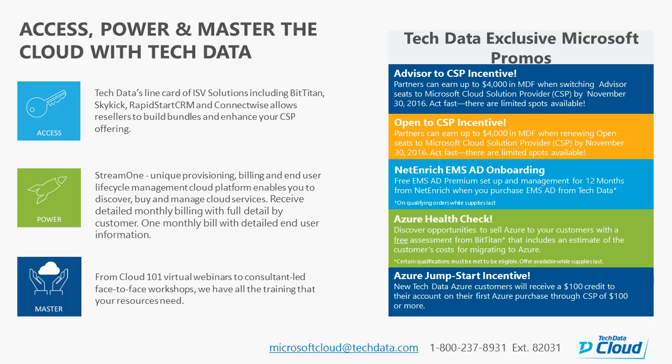We really adhere to 3 core tenets, and that's access, power, and mastery. We want to give you access to all of Tech Data's line card, all these ISV solutions, including things like BitTitan and Rapid Start. We want to give you the power through the Stream 1 console to give you things like unique provisioning, billing, and end-user lifecycle management. If you haven't used Stream 1 yet to provision a CSP tenant, it's a really cool experience, and we've got a lot of support from our team at Tech Data to help you through that process.